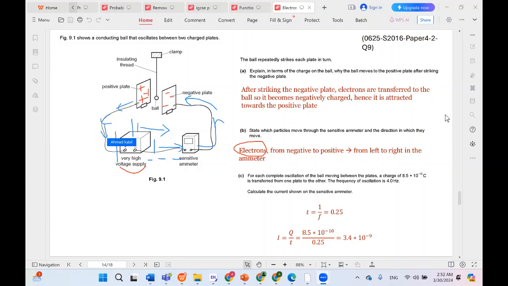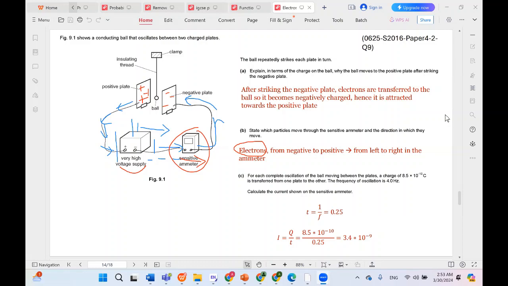So electrons leave the positive plate. This is why it's positively charged, and they move towards the voltage supply. So therefore, inside the emitter, what is the direction of motion of electrons? Obviously, from left to right.